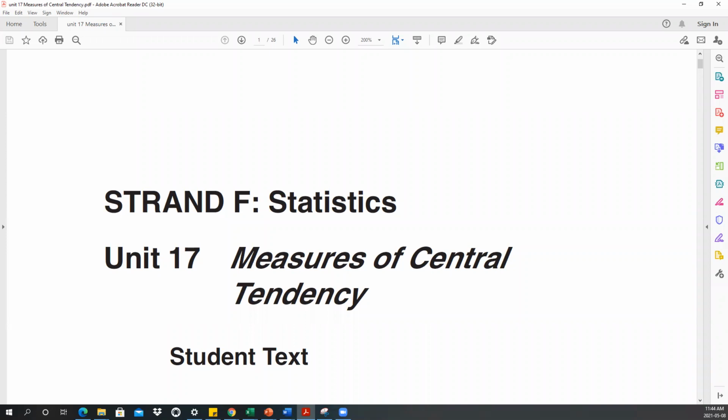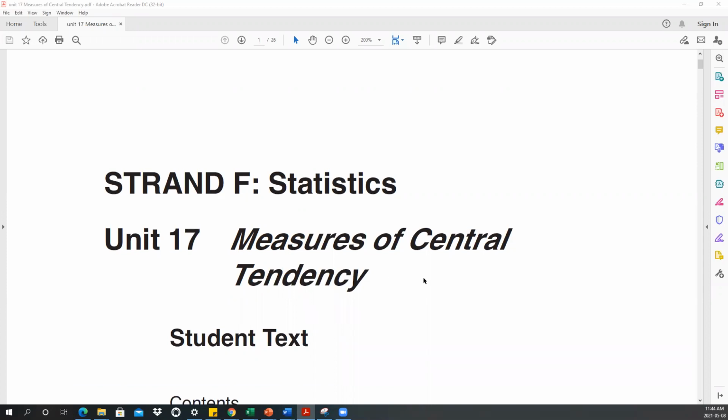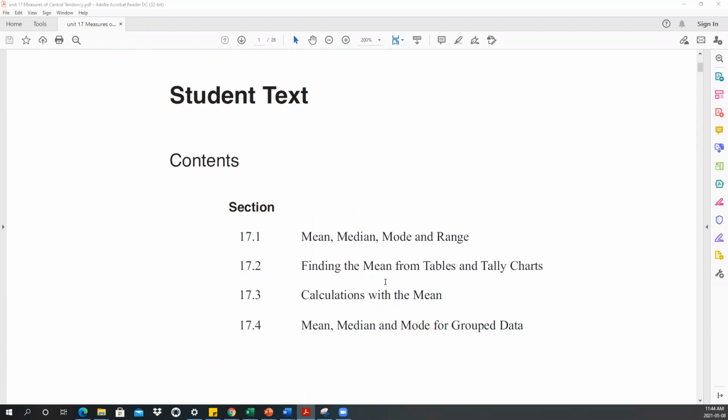All right, so we're starting again. We're looking at some statistics, measures of central tendency. Now, this topic is not too difficult, and what I'll mostly be doing is just reading through the text. So this is something that you can do. This is nothing special. I'm going to just read through.